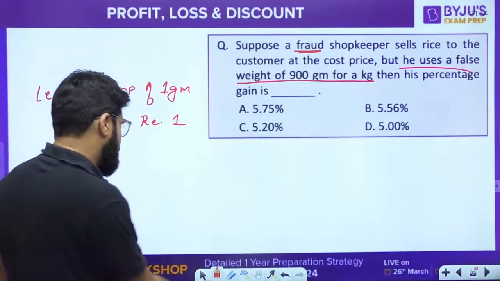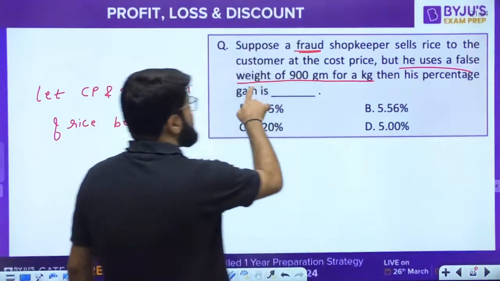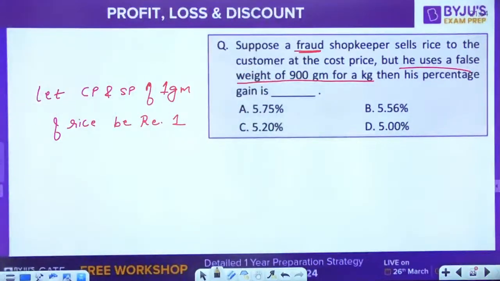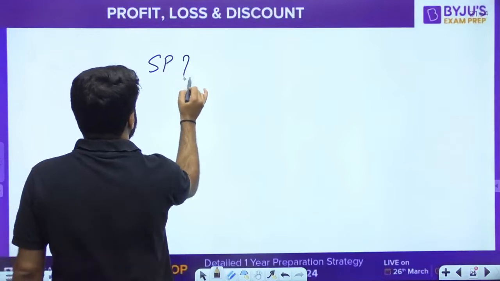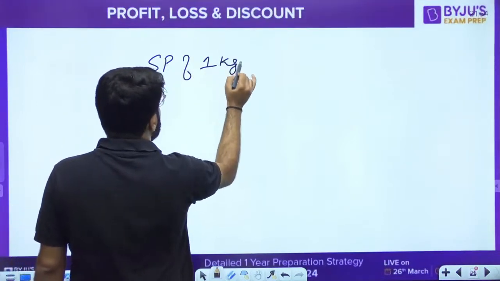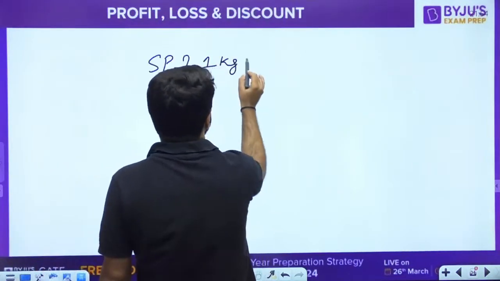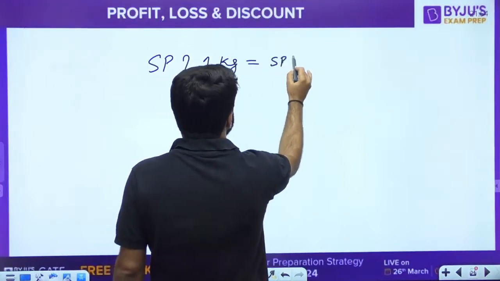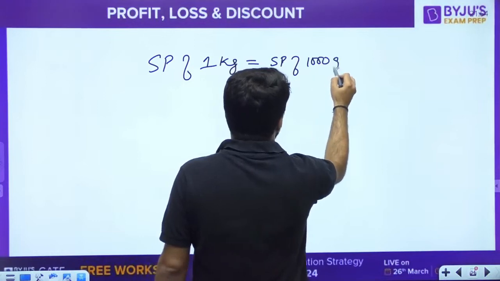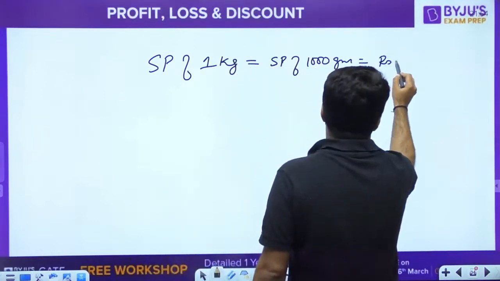Okay. Now, dekho. The question is about selling 1000 gram. So what is the selling price of 1 kg? That is equal to the selling price of 1 kg. 1 kg is 1000 gram, so it should be rupees 1000.